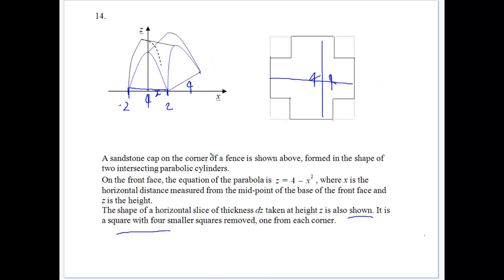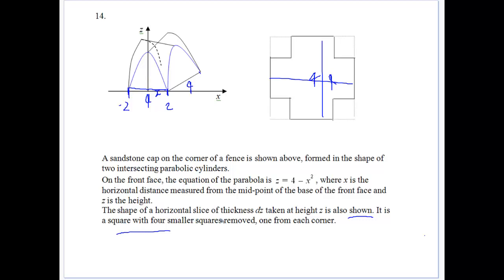This time we've got a sandstone cap on the corner of a fence, and it's in the shape of two intersecting parabolic cylinders. So imagine a parabolic solid, like a prism going through, and they intersect there. On the front face, the equation here is 4 minus x squared. So we'll take on about the z-axis here, so it's 4 minus x squared, so minus 2 to 2 there, so a distance of 4 across there, and x is the horizontal distance measured from the midpoint of the base of the front face, and z is the height.